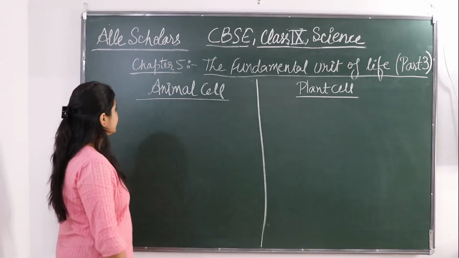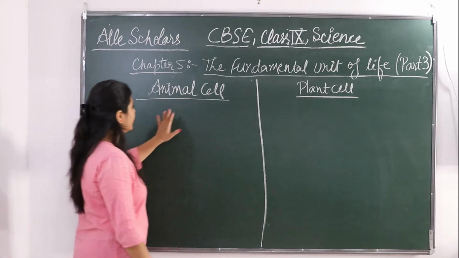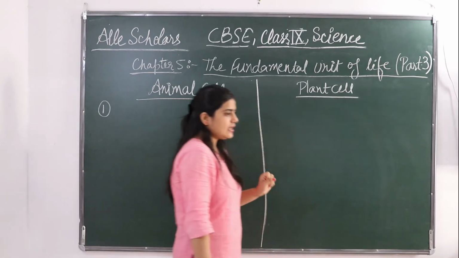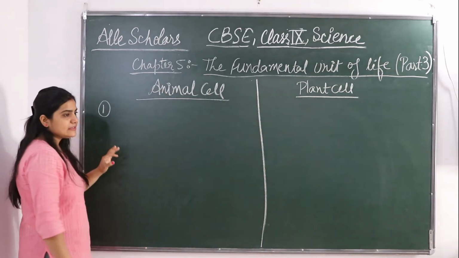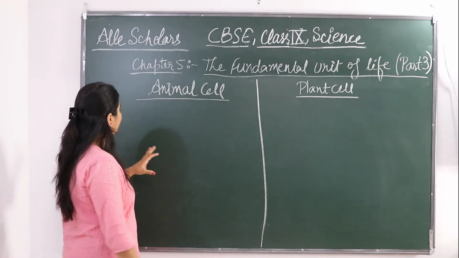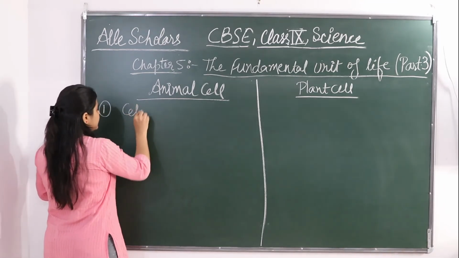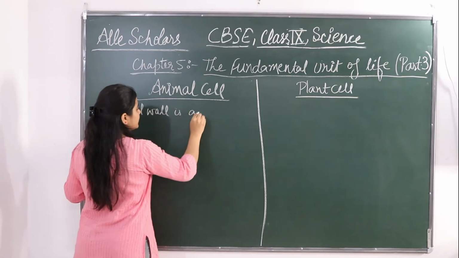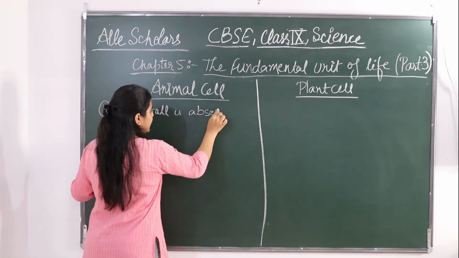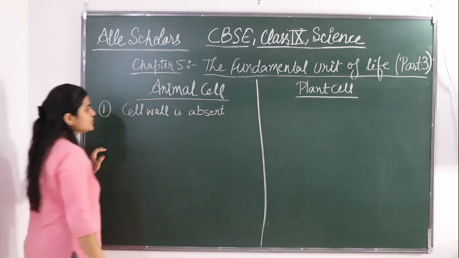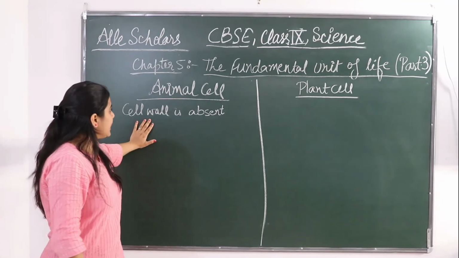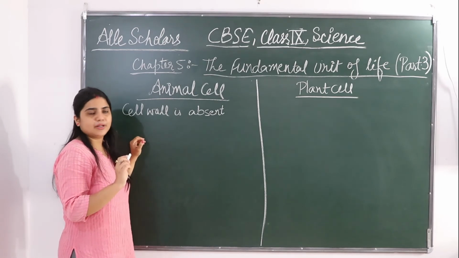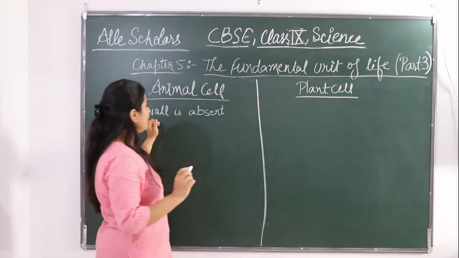So we have seen the difference between the eukaryotes and prokaryotes. Next we shall see the difference between the animal cell and plant cell. So in animal cell, cell wall is absent. Cell wall is the outermost covering of a cell, or you can say the outermost layer of a cell. So in case of animal cell, the outermost layer is the cell membrane. Okay, there is no cell wall.